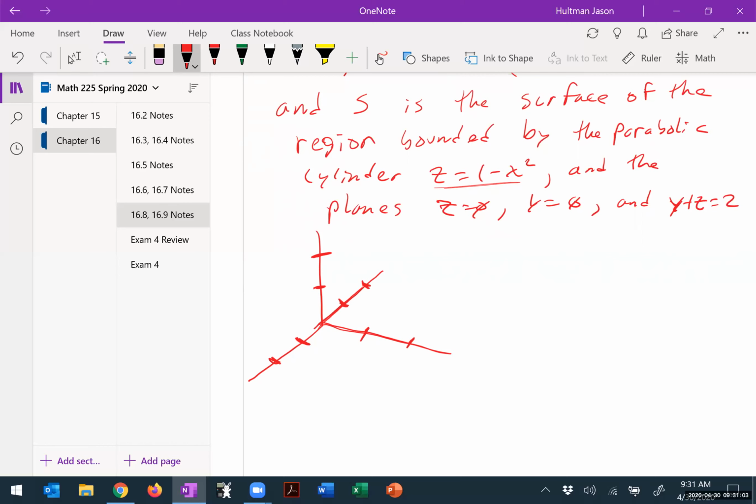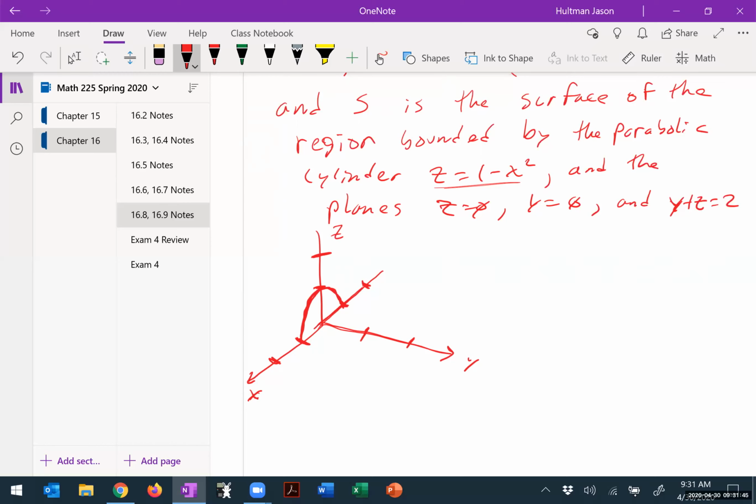Okay. So we want to know, what is z equals 1 minus x squared? Well, notice that that has no y value, so y can be anything I want it to be. But the x's and the z's are restricted to a parabola, an upside down parabola. If z is 0, then x is plus or minus 1. If x is 0, then z is 1. So this is x, y, and z, and what this looks like is a parabola that goes like this.